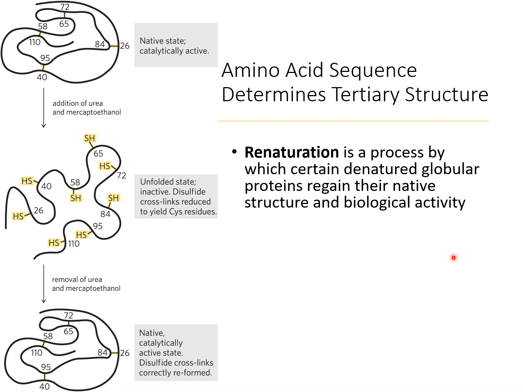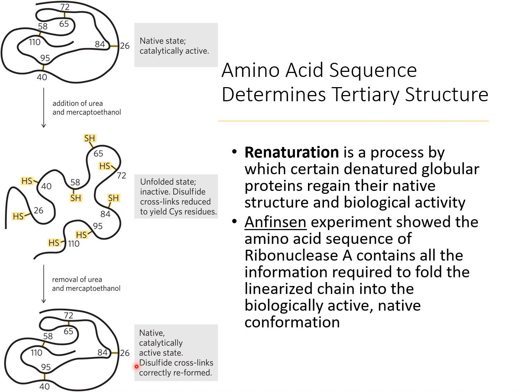a process by which certain denatured globular proteins regain their native structure and biological activity. So if we look up here, we see the native state, we see the reduction of disulfide bonds because this is a disulfide bonded protein, and then eventually we see the complete unfolding of this protein. Now, if we renature it, in other words, refold it, it can potentially regain its native fold. We tend to say fold or conformation, and its biological activity.